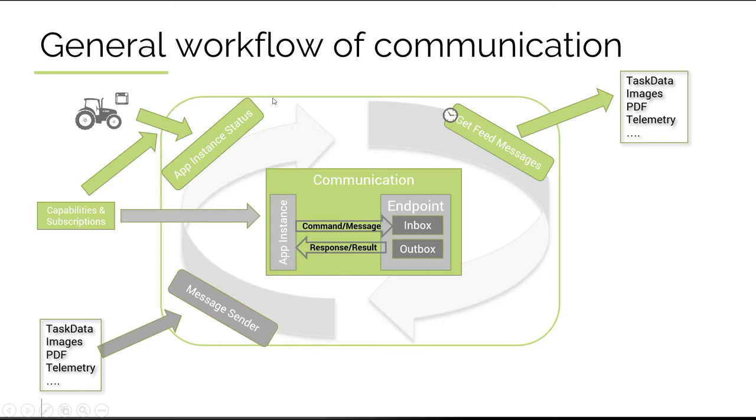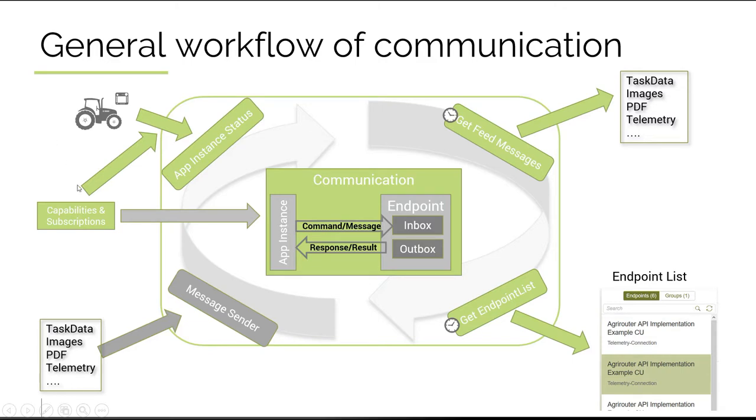So if someone updates his team set, you should also check the endpoint list. Also, here it's done on a time base. Check if the endpoint list changed so that you know who you can send messages to, if there are new members, if there are new routing set up, so that you always have an up-to-date view of your agrirouter account you are communicating with. Now, if you want to send messages, you of course first have to build them.